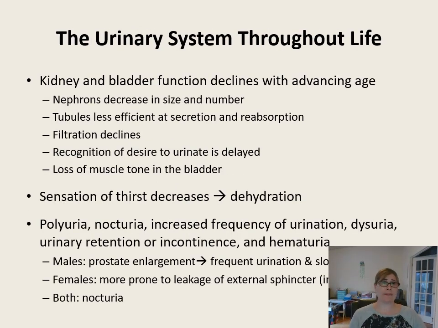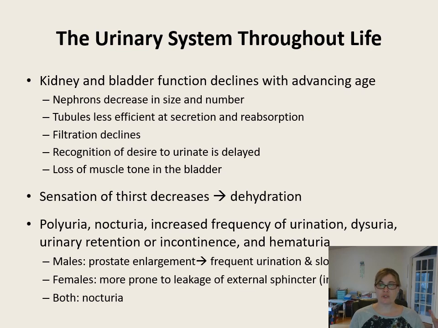As we get older, what happens? We start out with 1 million nephrons per kidney. As we get older, they just naturally stop functioning. And as we get even older, they don't function well. They actually shrink. We have less of them. They don't work as well. And for whatever reason, we are not given warning fast enough that we have to urinate. And so this can lead to accidents.